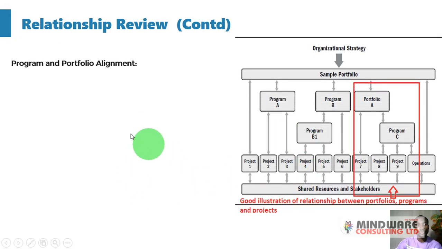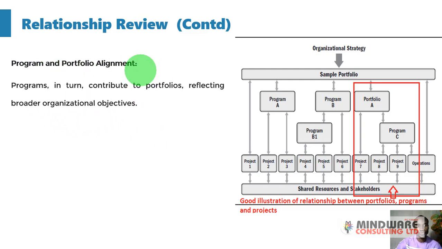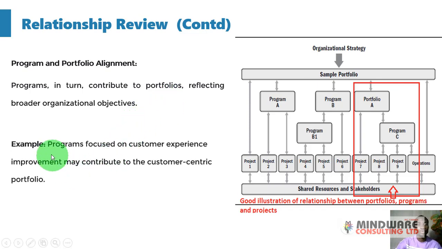Now, on another level, we can also talk about the alignment between program and portfolio. Programs in turn contribute to portfolios, reflecting broader organizational objectives. So we say projects make up programs, they contribute to programs, and now you have programs contributing to portfolios, and these reflect broader organizational objectives. For example, programs focused on customer experience improvement may contribute to the customer-centric portfolio.